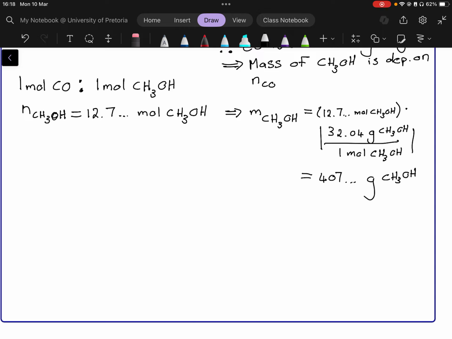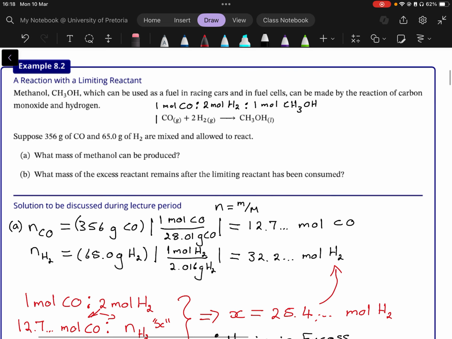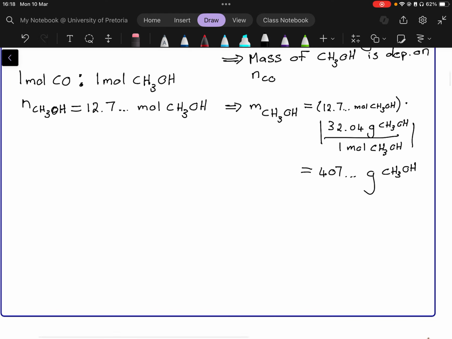Technically this is our final answer, so we can round it to 3 significant figures. Yes, 3 significant figures. So I can actually just round it there. 407 gram methanol. All right. And that is the end of A.